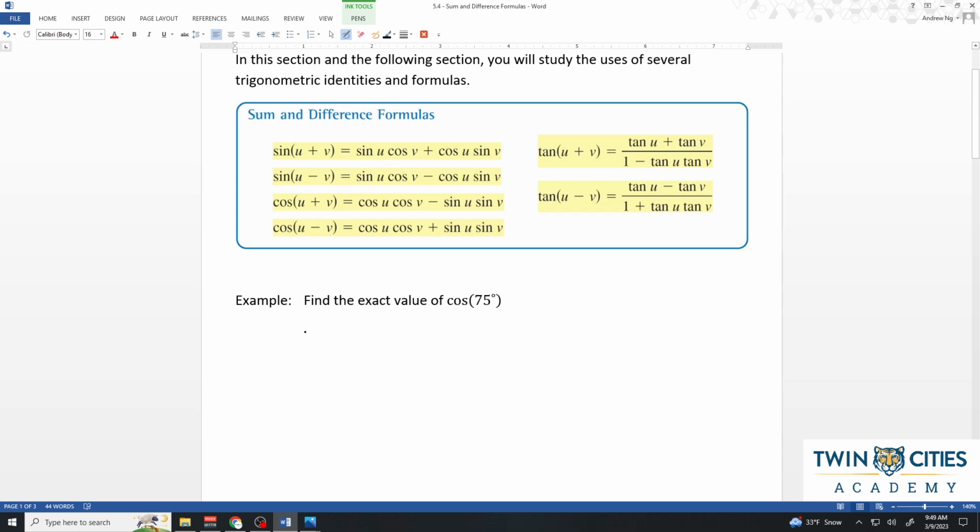So I've got the cosine of 45 degrees plus 30 degrees. This is going to be equal to the cosine of, remember, u represents 45 here, times the cosine of 30 degrees, minus the sine of u, so the sine of 45 degrees, times the sine of 30 degrees.